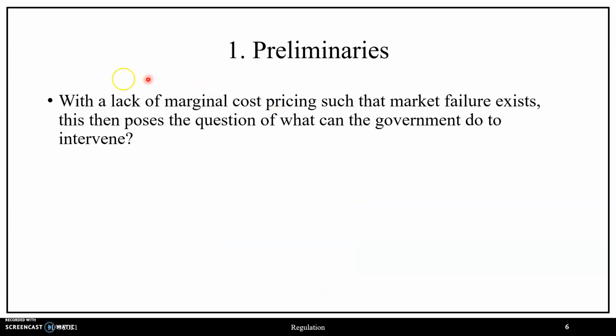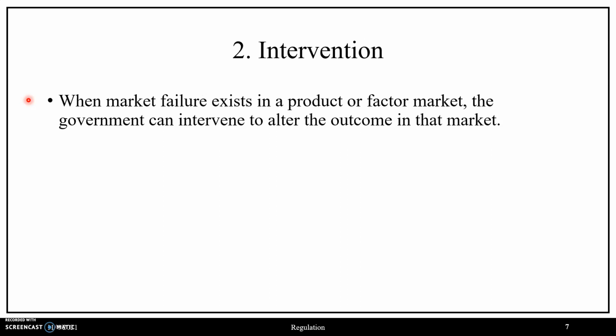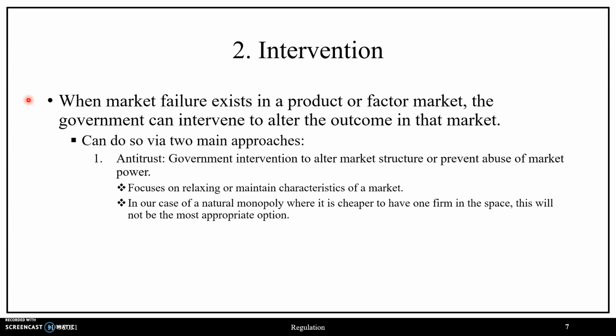So then, with this in mind, with a lack of marginal cost pricing such that we have market failure, this poses the question of what can the government do to intervene? Well, when market failure exists in a particular product or factor market, the government can intervene to alter the outcome in that market, and they can do so via two main approaches.